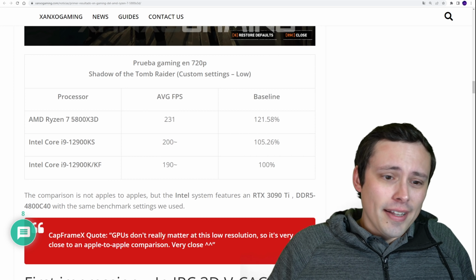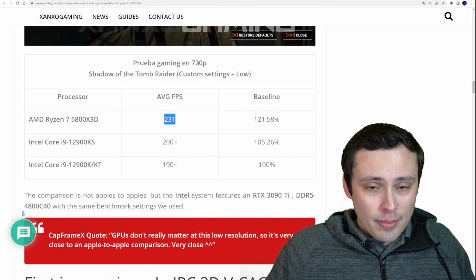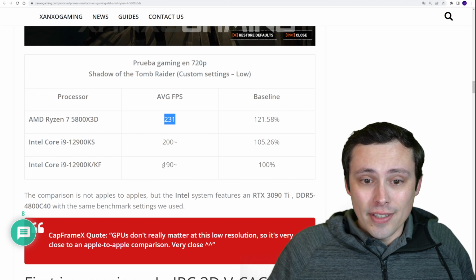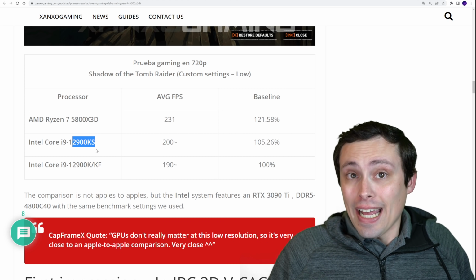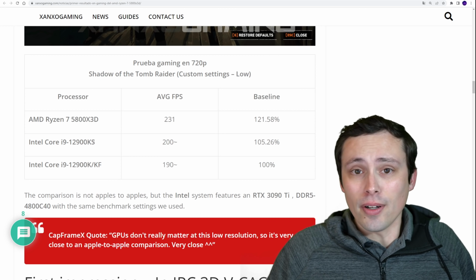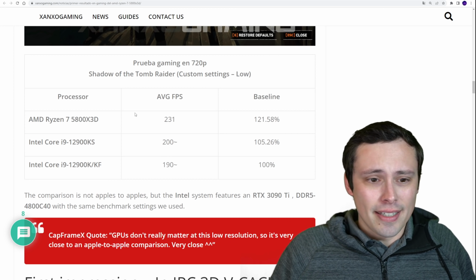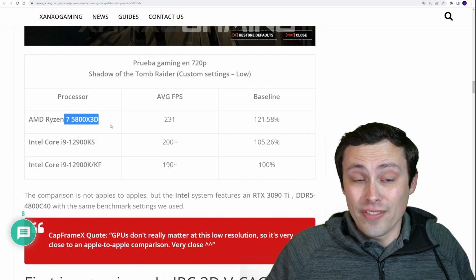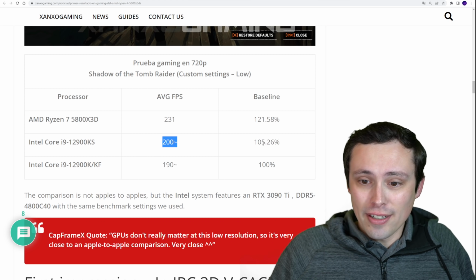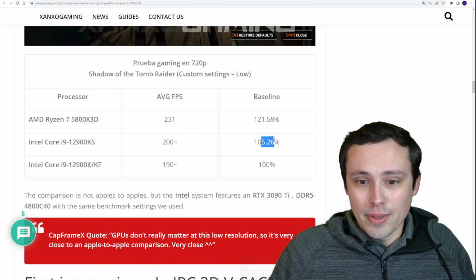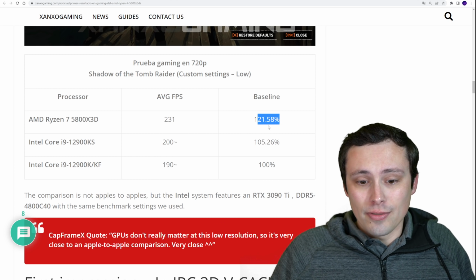but here you go. The 5800X3D is getting 231 FPS at these custom low settings 720p, whereas the 12900K and KF are getting about 190 FPS. They're setting that as the baseline when we look at percentages. The 12900KS, which is your super fancy, super expensive, ultra-binned, high-clocked 12900K, which is like $740 or something like that. I think that this thing's supposed to launch at $450, so like a $300 difference almost. Anyway, the 12900KS is getting 200 FPS, almost a 5.5% improvement over the 12900K and the 5800X3D. That's an almost 22% jump over the 12900K.